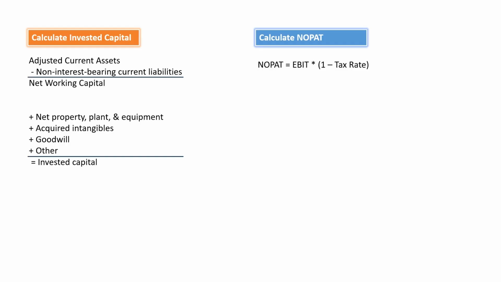So let's go. To calculate ROIC, we need two amounts: invested capital and NOPAT. Invested capital is adjusted current assets minus non-interest bearing current liabilities, which equals net working capital. To that net working capital, we add net property, plant and equipment, plus acquired intangibles, plus goodwill, plus other assets which we consider invested capital. Then we get the invested capital. For NOPAT it's very simple: EBIT multiplied by 1 minus tax rate. First we will calculate net working capital.